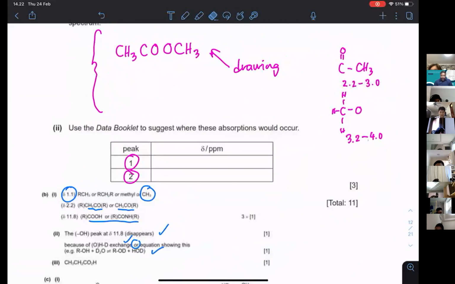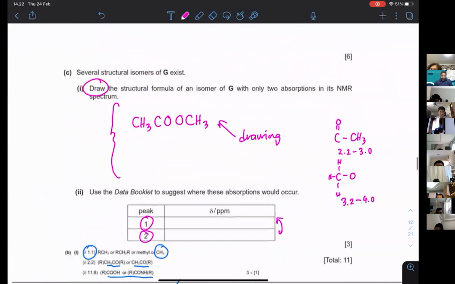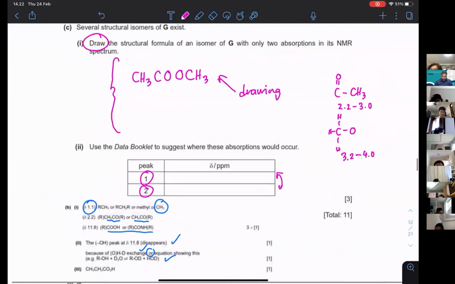So you just need to write down the one that it is. I think they didn't specify which one, so you can choose any. It's going to be either 2.2 to 3.0, or the other one, 3.2 to 4.0.